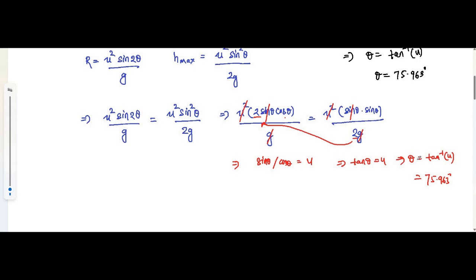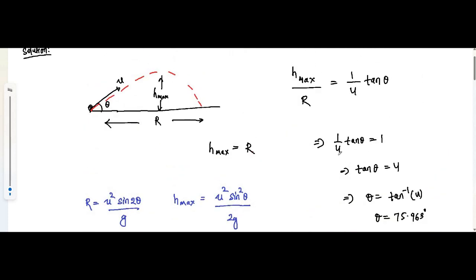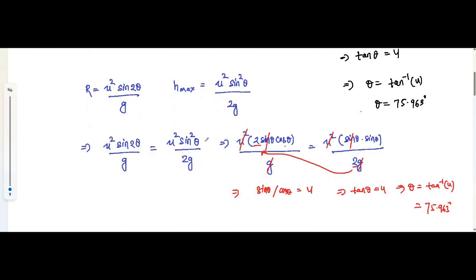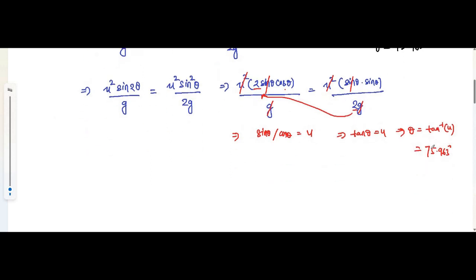So if you remember this formula, h max by r is equal to 1 by 4 tan theta, you will be able to solve it in a matter of a few seconds. In case you forget it and you remember this, it will take a little bit longer time, but you will arrive at the same result.